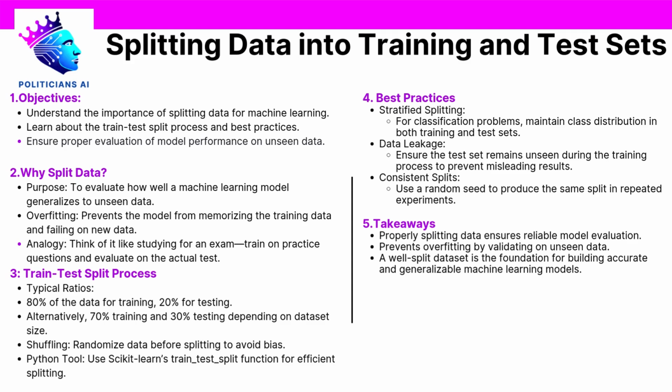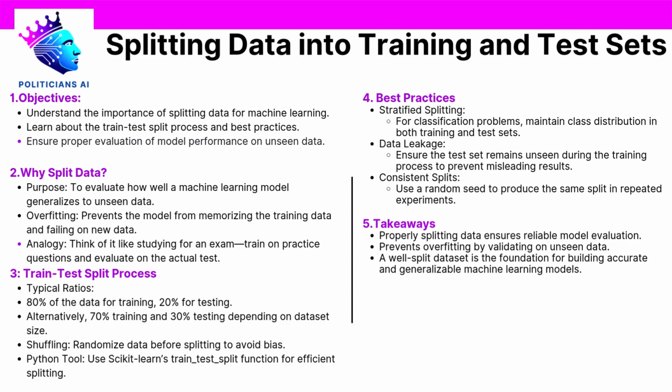Another important point is to avoid something called data leakage. Data leakage happens when information from the test set influences the training process. This can lead to overly optimistic results because the model has essentially cheated by using information it shouldn't have seen. To prevent this, always keep the test set completely separate until the final evaluation stage.